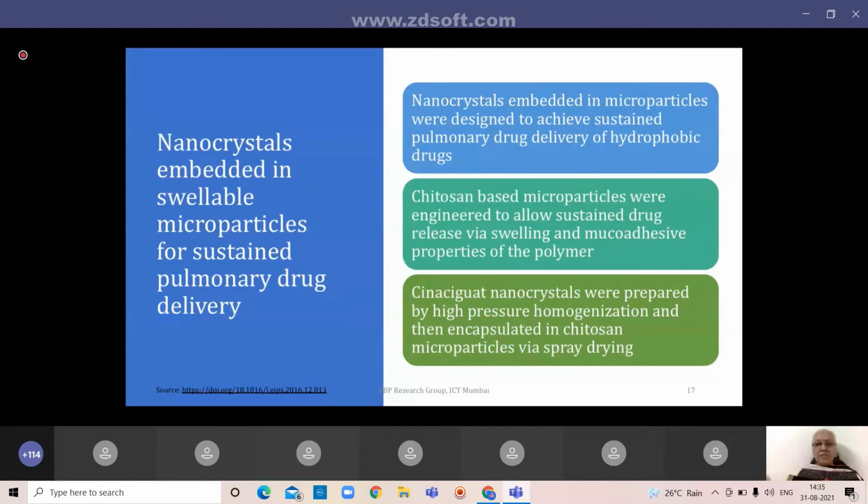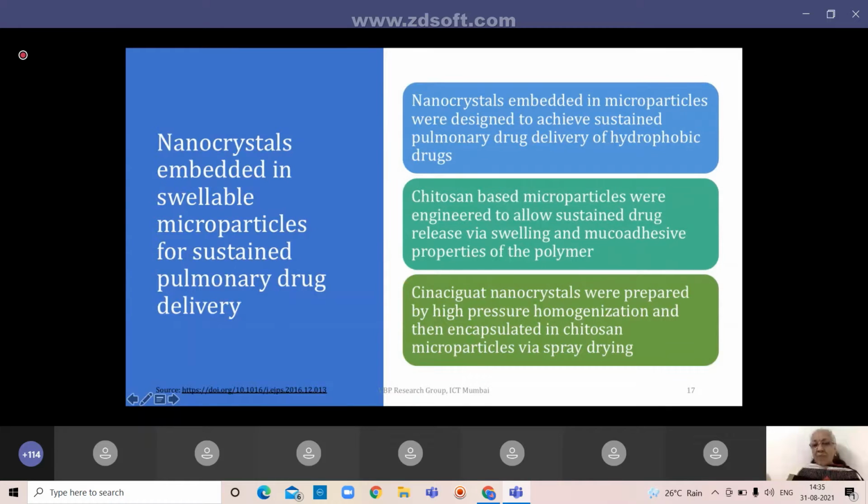Point definitely which needs deliberation. Another study wherein they have formed nanocrystals which are embedded in swellable microneedles. And this particular case study is for pulmonary drug delivery, wherein the sinaciguat, this is a drug which is used in case of pulmonary hypertension, is being converted to nanocrystals using high pressure homogenization.